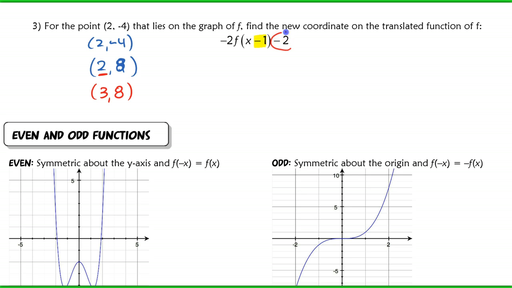Last transformation. This is going to affect, again, the vertical direction. It's going to shift it down 2 units, so that means I'm subtracting 2 from that 8 to get the point 3, 6. So you'll be doing this in your homework and maybe possibly on tests or quizzes, so make sure you understand what that's doing here.